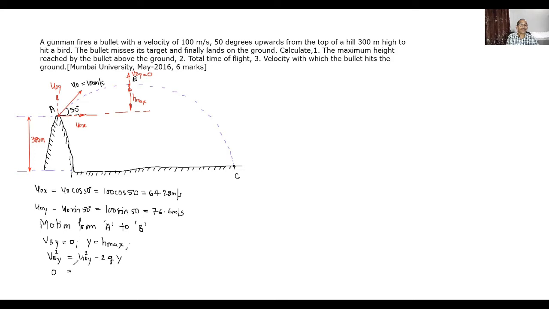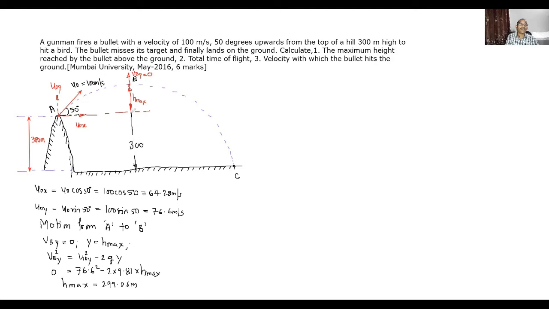u0y we calculated is 76.6, and its square minus 2 into 9.81 into y, and y is this h maximum. But this h maximum is from the point of projection. So this value, if you calculate using a calculator, comes out to be 299.06 meter. So this is actually your answer. But what is asked in the problem? You just check: maximum height reached by the bullet above the ground. Now to find the height above the ground, the ground is at what distance from the point of projection?